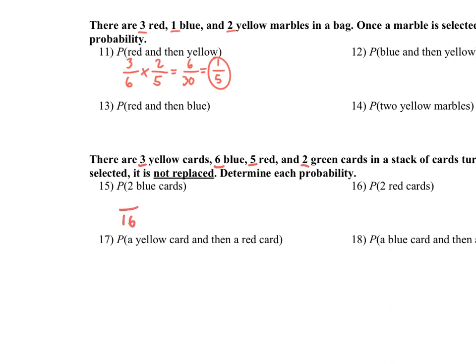We want to find the probability of getting 2 blue cards in a row. Well, the first time, there are 5 blue cards. The second time, there are only a total of 15 cards left, and if we drew one of the blue ones, there are only 4 blue cards left. So again, now I multiply straight across. 5 times 4 is 20. 16 times 15 is 240. And both of those simplify. That's 2 over 24, and then 1 over 12.